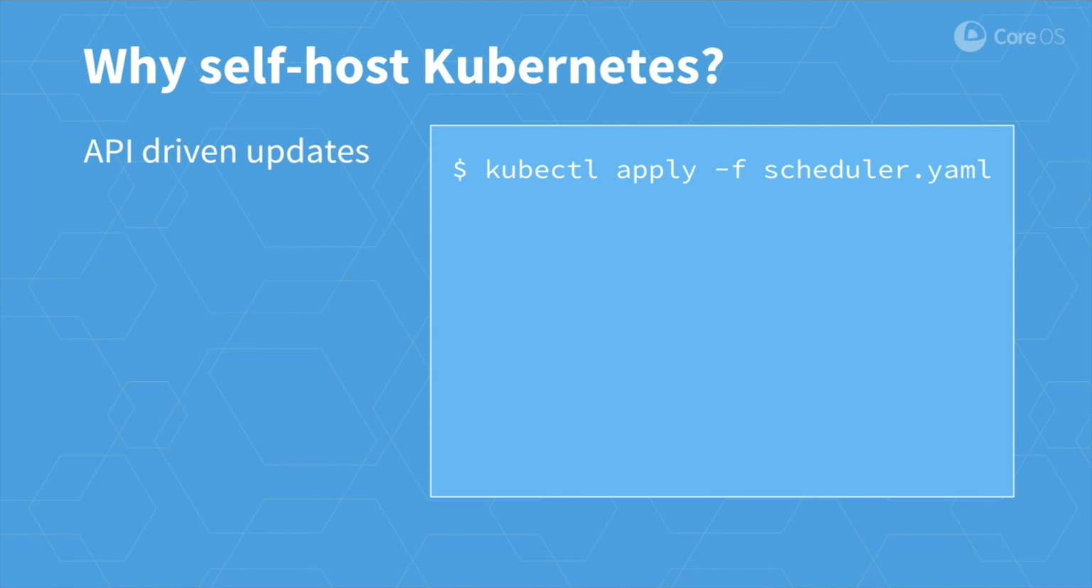So specifically, what are some things that we could get out of a self-hosted cluster? And a big one of those is API-driven updates. What that looks like is we're able to modify the state of our cluster via the Kubernetes API. In this case, it could be something like I wanted to change something about my scheduler, update my scheduler. I could modify a manifest for the deployment of the scheduler, and then I can use the typical Kubernetes tools like kubectl apply to apply that change to the cluster.